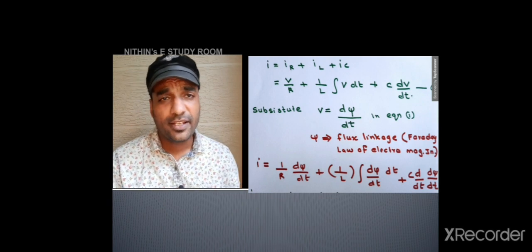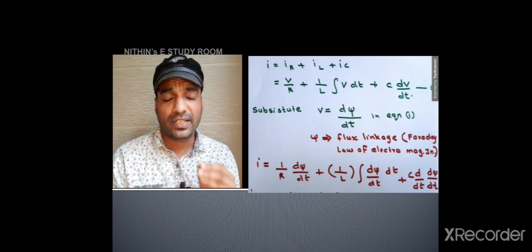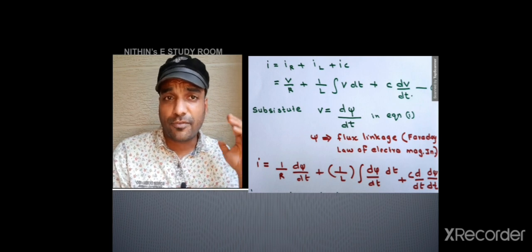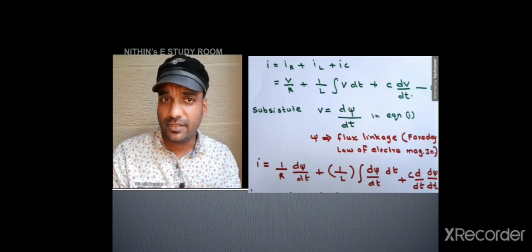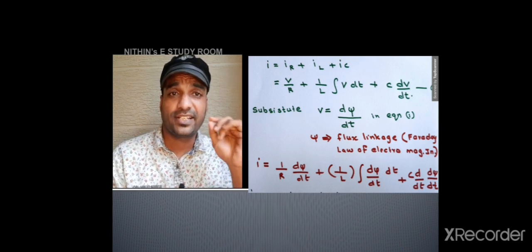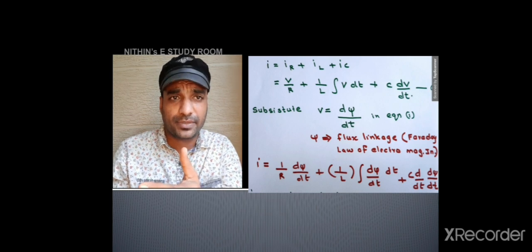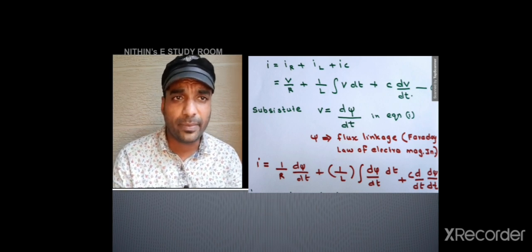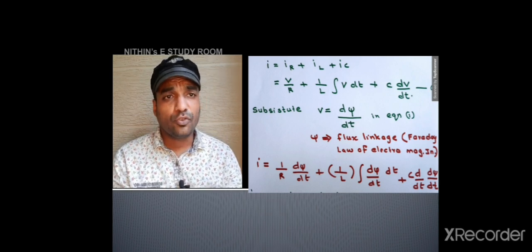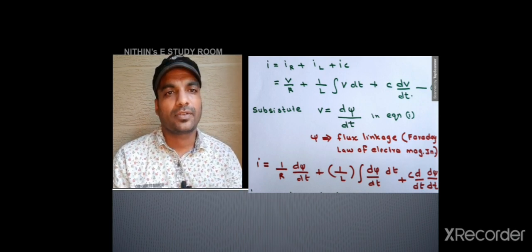What is phi? Phi is nothing but flux linkage, and that comes from Faraday's law of electromagnetic induction. EMF or voltage is nothing but the rate of change of flux linkage, that is stated by Faraday. So this is the mathematical expression of Faraday's law. V is equal to d phi by dt, and phi is equal to flux linkage, and we are substituting that in the equation number 1.